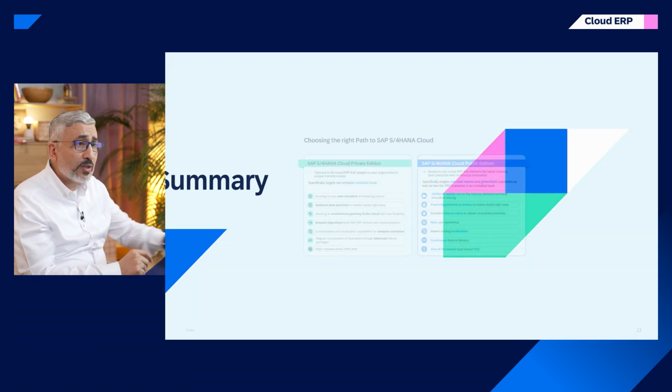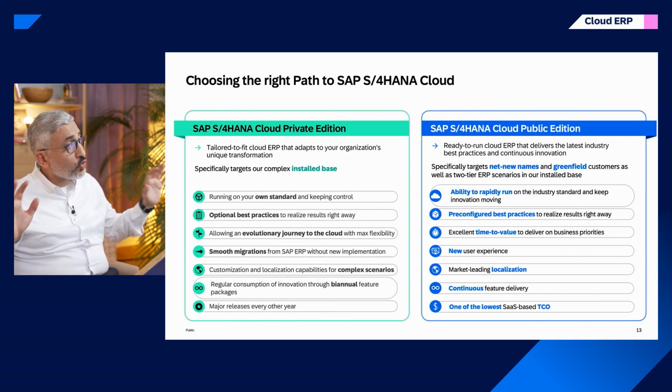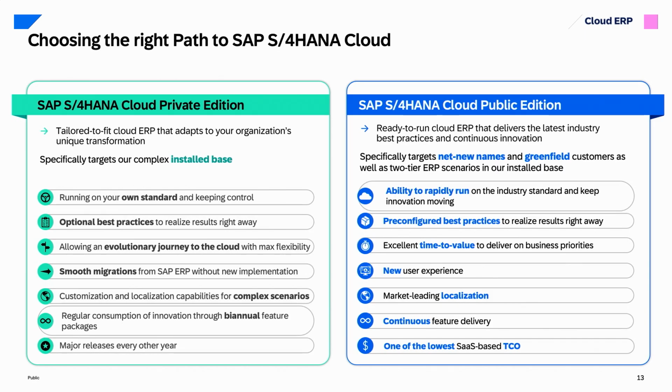So in summary, I would like to say you still have two right paths. The private edition, we look at it as a tailored-to-fit type of cloud ERP that can meet the way you want to structure your organization. We see this is more fit for the install base. So you run on your own standard terms and conditions. You can still have best practice, but it's optional. You decide on that. There is a smooth migration process from whatever ERP you are running today. It can handle complex scenarios. That's why we always recommend this if you are in a more regulated type of industry.